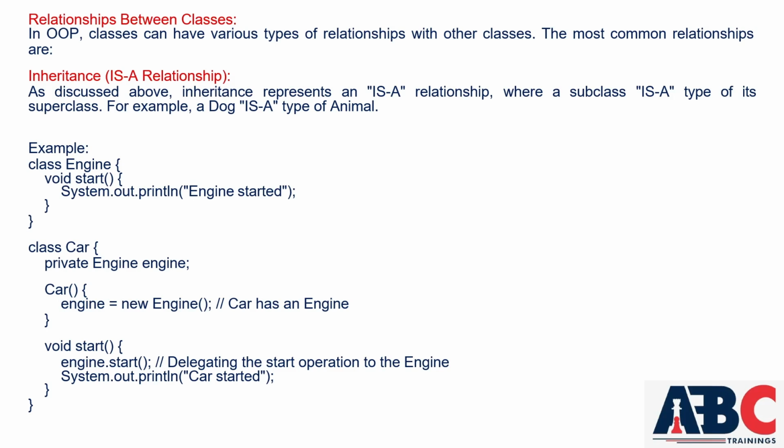So class Engine is a superclass and it has a start method. Engine is started. Next class is Car. It has a private Engine field, and the Car has a constructor. We create the Car constructor. Then start is a method, so it is overridden, and the car is started.